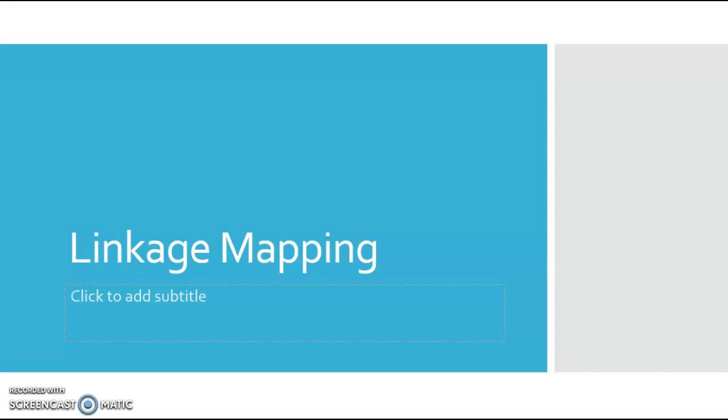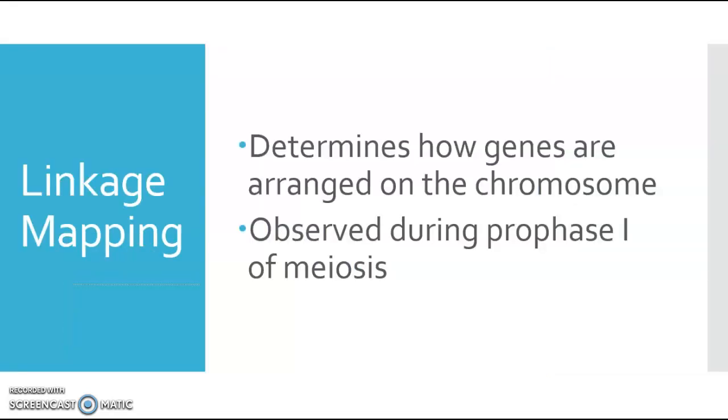Hi everyone, today we're going to talk about linkage mapping and linked genes. With linkage mapping, we're going to think about what that means, which is basically when you look at a chromosome, you're trying to figure out where and how the genes are arranged and where they are located compared to each other. Now, this is not easy to do, so we've tried to figure that out by looking at prophase 1 and the frequency of things crossing over.